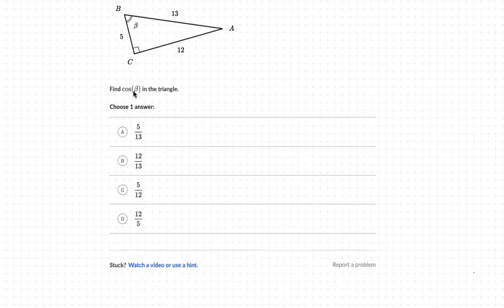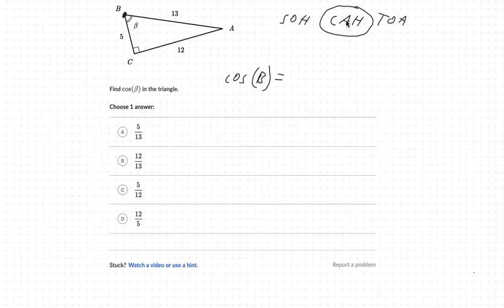This time we're looking for the cosine of angle B. According to our SOH CAH TOA tool, for cosine, that's adjacent leg over the hypotenuse. So from the perspective of angle B, the adjacent leg, the one that is right next to angle B, is the 5. The opposite leg is the 12, and the hypotenuse is the 13. So the adjacent leg over the hypotenuse is 5 over 13.